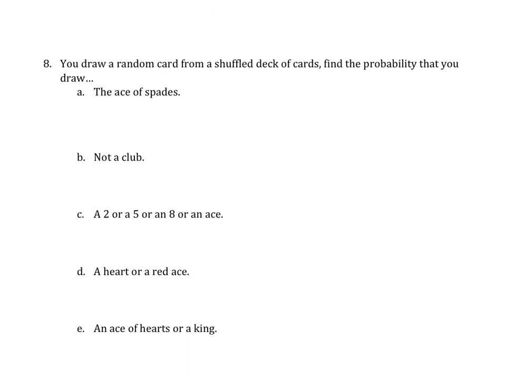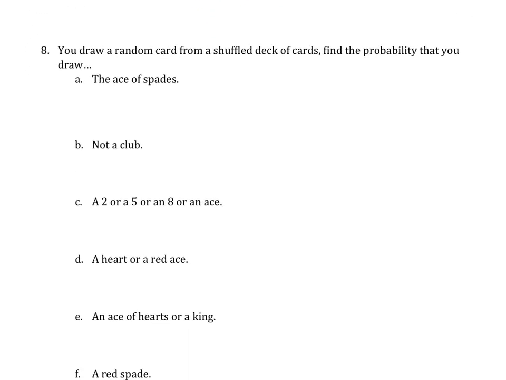Number 8. You draw a random card from a shuffled deck of cards. Find the probability that you draw the ace of spades. So we have 52 cards in a deck of cards. So 52 is going to be our denominator. Ace of spades, there's only one ace of spades. So you get 1 over 52. And if we want to do a decimal, it'd be 0.019.